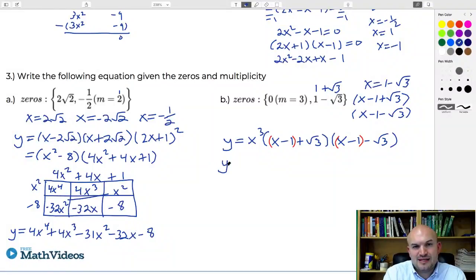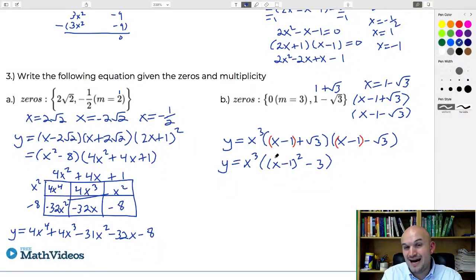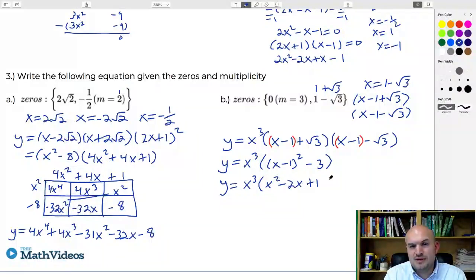So when I go ahead and multiply this out, I get x minus 1 squared, and then square root of 3 times negative square root of 3 is just minus 3. Now, I can multiply out x minus 1 squared because that's a binomial squared, or a perfect square trinomial, which would be x squared minus 2x plus 1, and then minus 3.